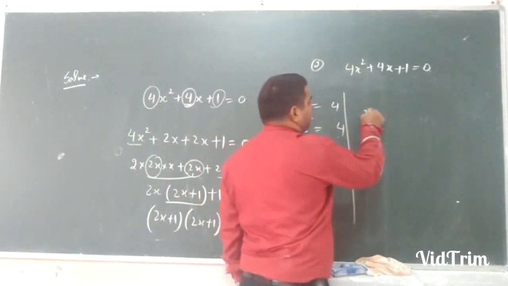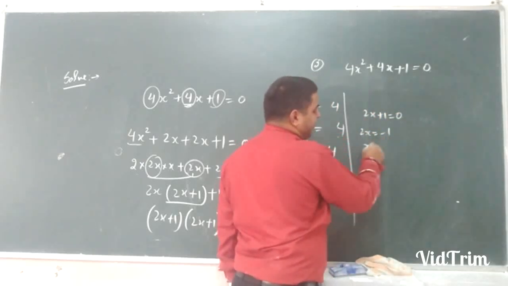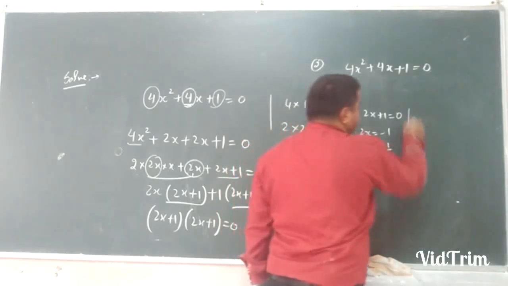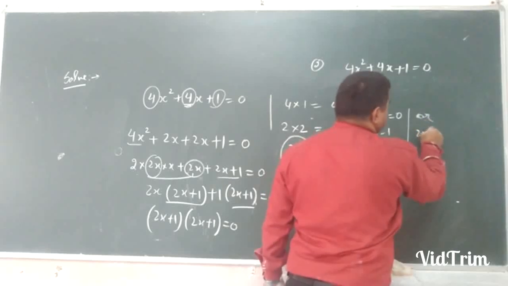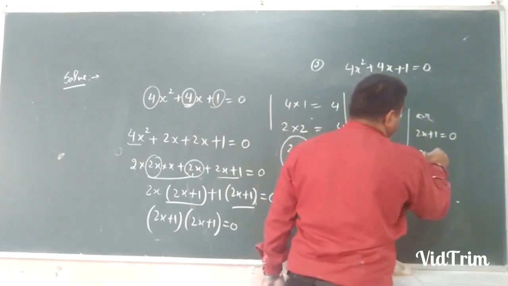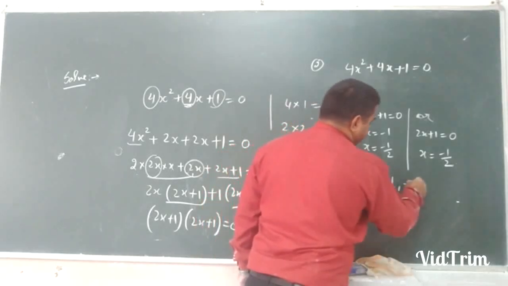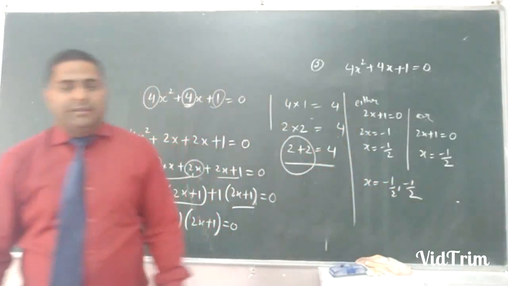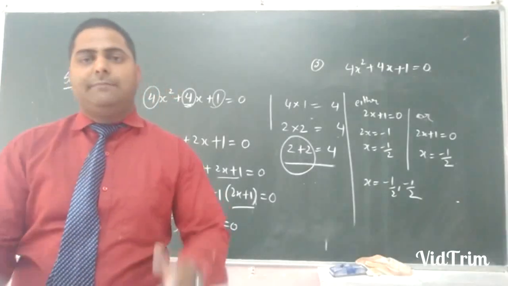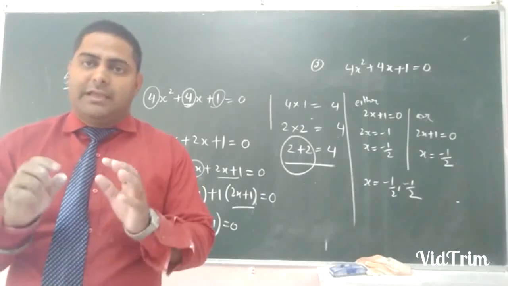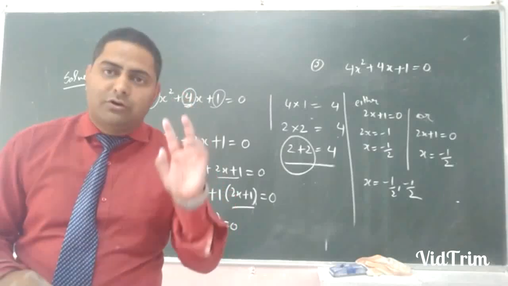So 2x plus 1 equal to 0. That is 2x equal to minus 1. X is minus 1 by 2. Similar way, we write here either or. 2x plus 1 equal to 0. When we solve, we get x is minus 1 by 2. So the values of roots are minus 1 by 2 and minus 1 by 2. Keep in mind, a quadratic equation always has two roots.